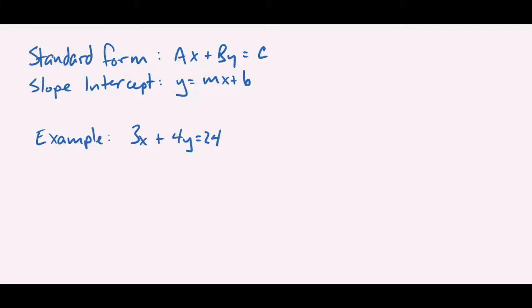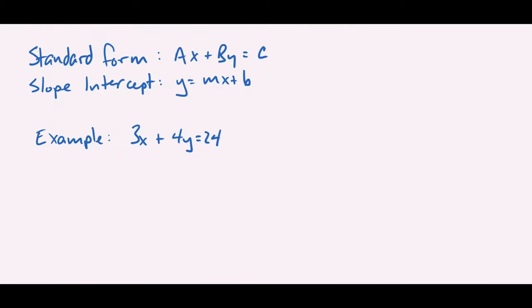We've got the standard form of an equation of a line, ax plus by equals c, where a, b, and c are going to be any number, and a and b cannot be 0 at the same time. Slope-intercept form, y equals mx plus b, where m is the slope and b is the y-intercept. We want to work with changing back and forth from one form to the other.